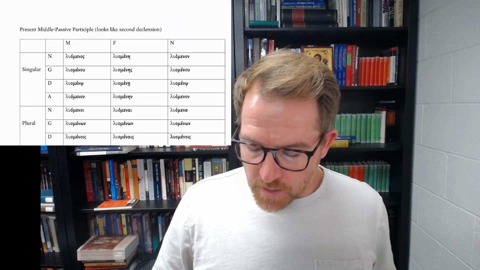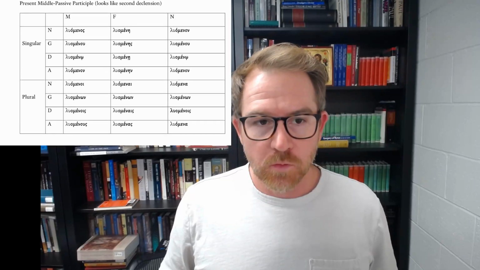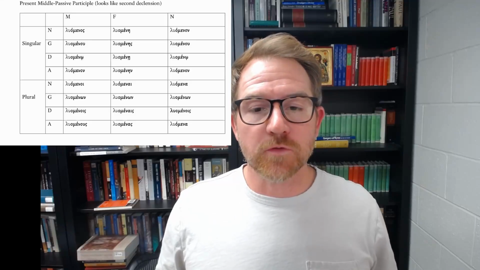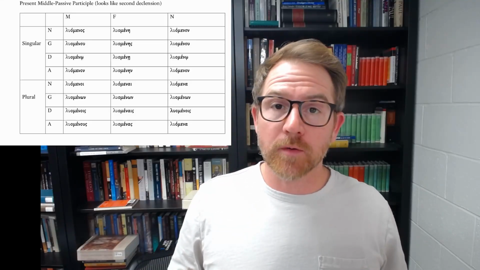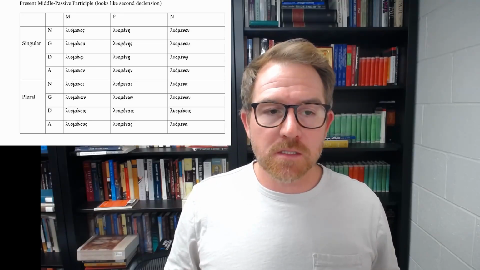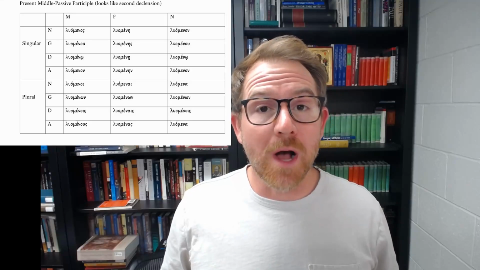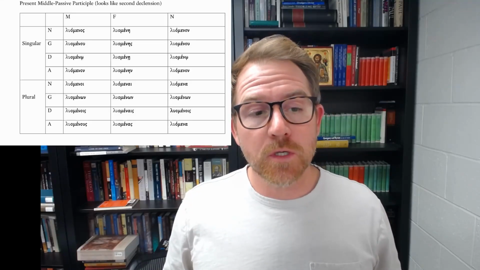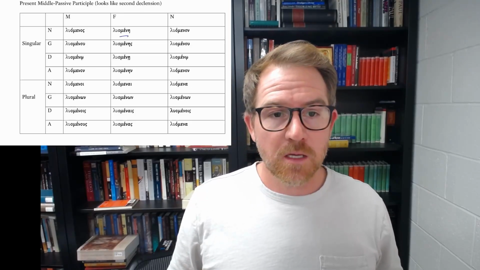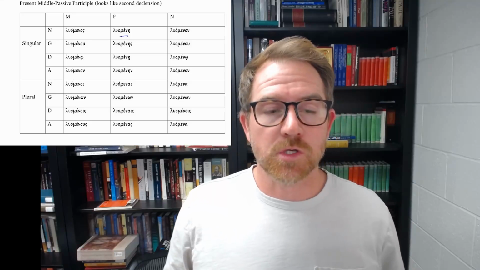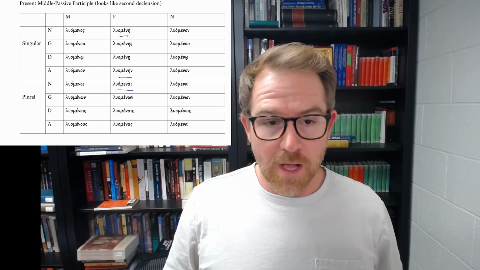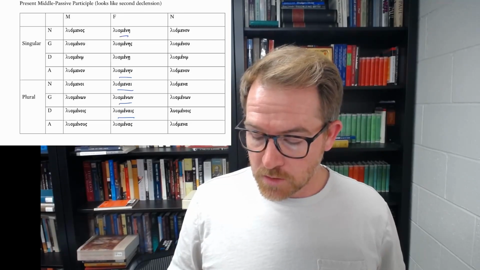Let's look at the form of the present middle passive participle, which you'll notice looks a lot like the second declension. So again, you're not memorizing whole new endings, you're just seeing them on a new kind of word. We're looking at these as participles. So masculine middle passive: luamenos, luamenou, luamenō, luamenon, luamenoi, luamenōn, luamenois, luamenous. Looking at the feminine: luamenē, luamenēs, luamenē, luamenēn, luamenai, luamenōn, luamenais, luamenas.